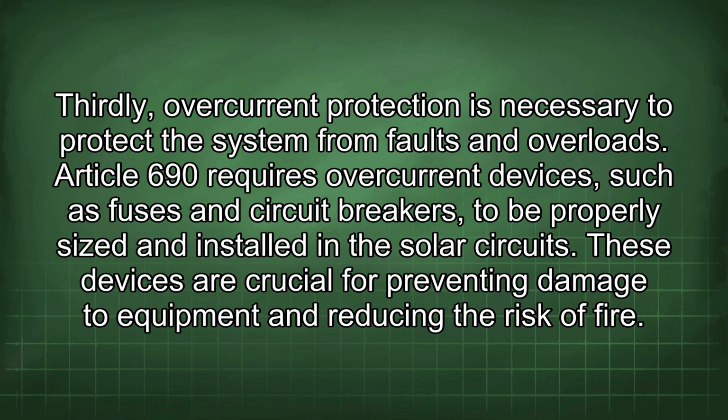Thirdly, overcurrent protection is necessary to protect the system from faults and overloads. Article 690 requires overcurrent devices, such as fuses and circuit breakers, to be properly sized and installed in the solar circuits. These devices are crucial for preventing damage to equipment and reducing the risk of fire.